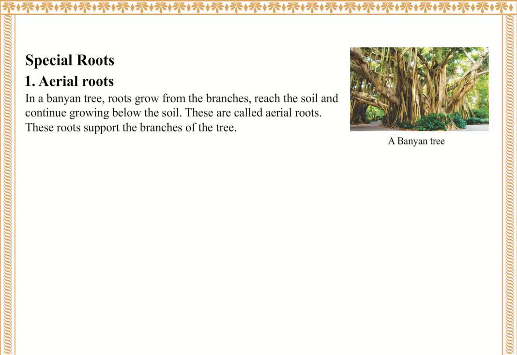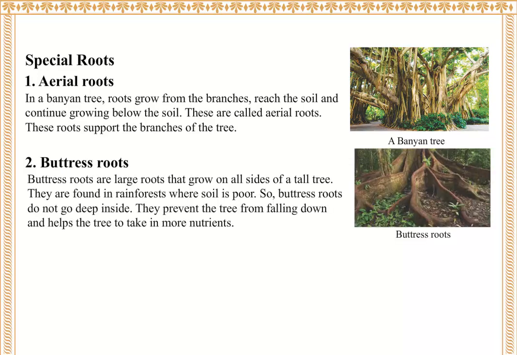1. Aerial roots. In a banyan tree, roots grow from the branches, reach the soil, and continue growing below the soil. These are called aerial roots. These roots support the branches of the tree. 2. Buttress roots. Buttress roots are large roots that grow on all sides of a tall tree. They are found in rainforests where soil is poor. So, buttress roots do not go deep inside. They prevent the tree from falling down and help the tree to take in more nutrients.